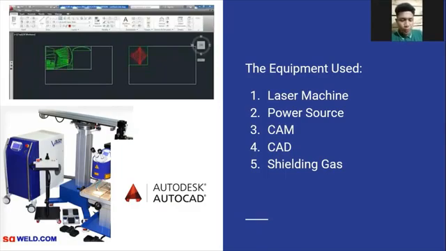And then CAM is computer aided manufacturing, in which the laser machine is integrated with computers to perform the welding process. All the controlling action during the welding process by laser is done with the CAM. And then the CAD is called computer aided design. It is used to design the job for the weld for every laser beam. And next is the shielding gas. Shielding gas may be used during the process and it prevents the weld from oxidation.